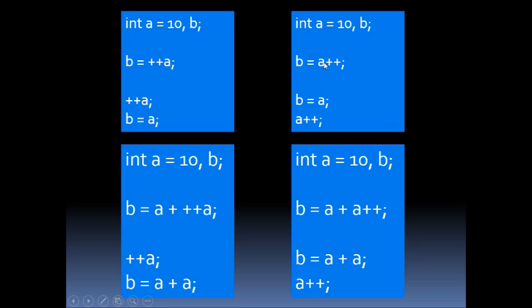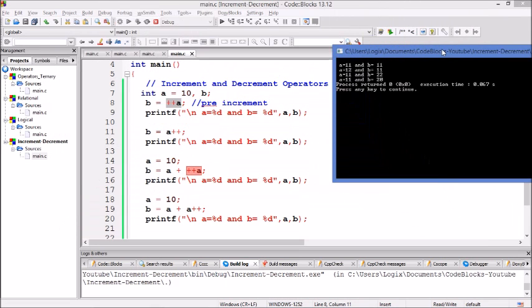So if A is 10, A is first assigned to B, which means that the value of B will now be 10 and A then is incremented by 1. So B will print 10 whereas A will print 11.